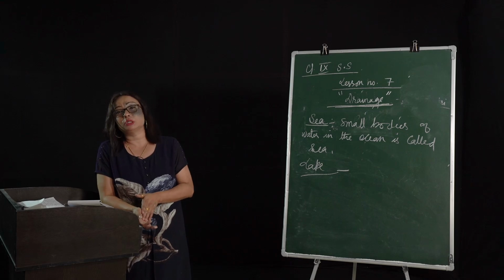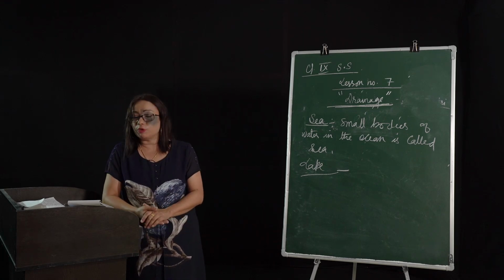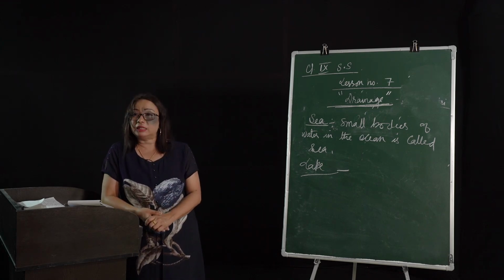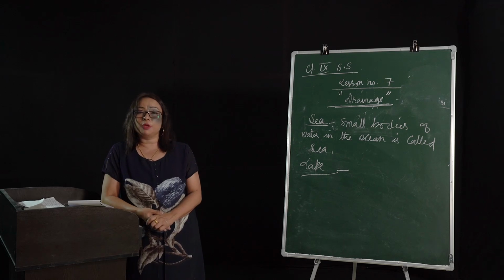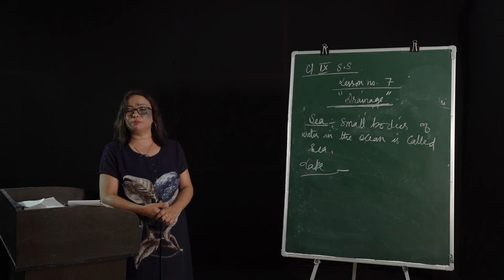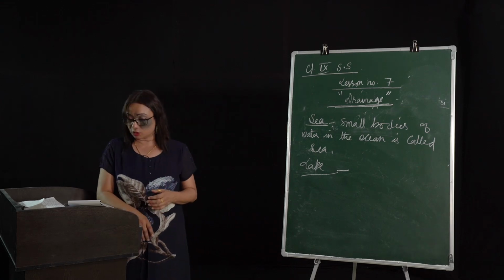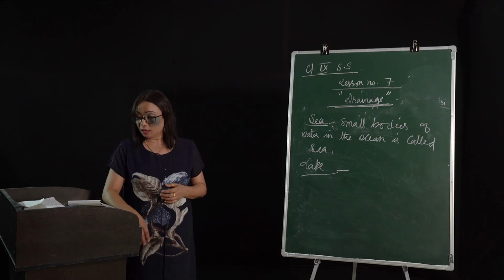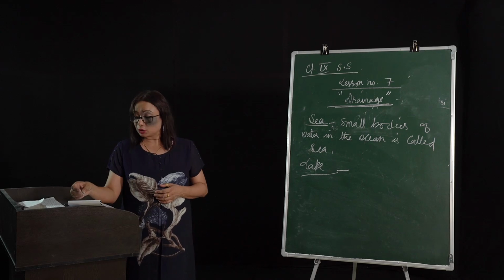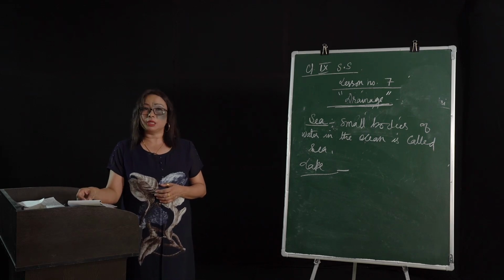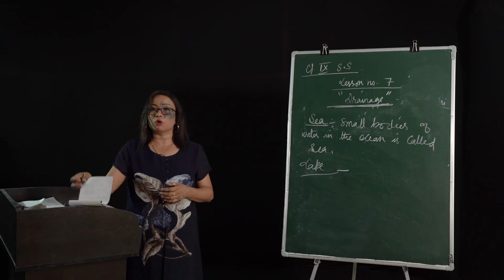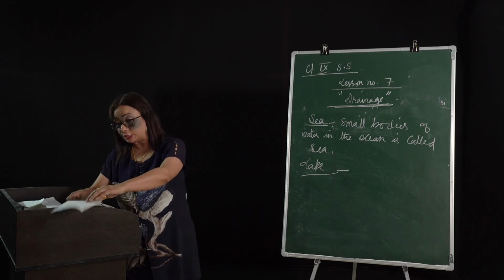Other important freshwater lakes that we find in India are Dal Lake and Bhim Tal. Bhim is the name and Tal in Hindi means lake. We do not say Bhim Tal Lake, we say Bhim Tal only. So Bhim Tal, Nainital, Loktak in Manipur, and Barapani in Meghalaya. These are also freshwater lakes of India.